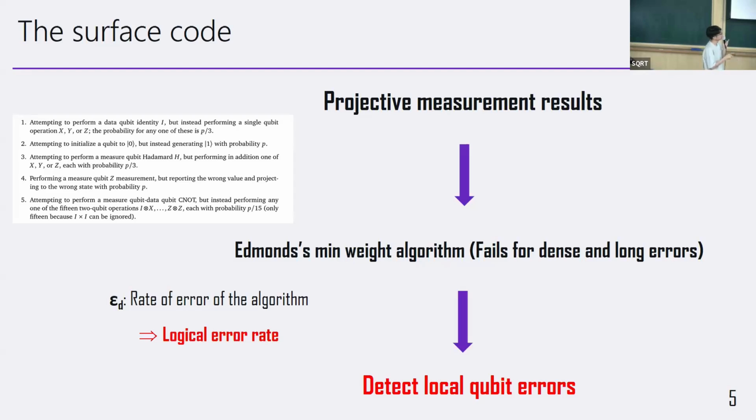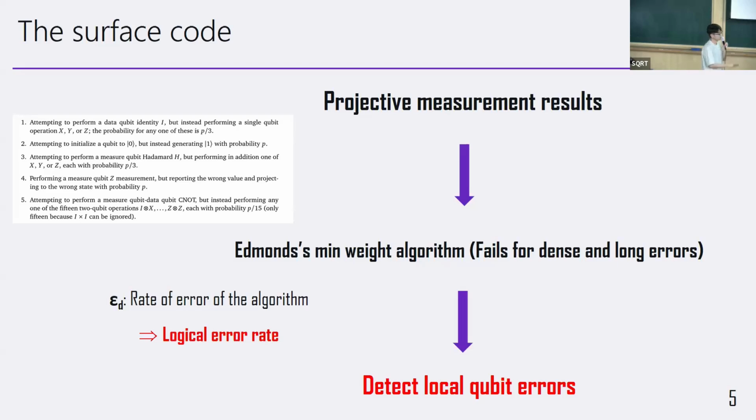Now, this is the classical approach. As you'll see later, some people like to replace this algorithm with a neural network. This is what Google actually did. And it doesn't matter, to be honest, it's more of a personal preference. They both have advantages and disadvantages. But the main point is that these projective measurement results are used to correct the data qubit.